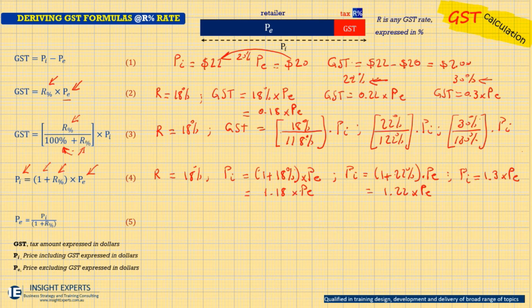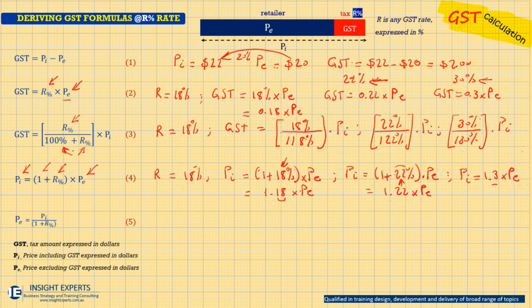Now notice how we have this number here, 18. If the tax rate is 18, then really it's 1.18, and this 18 comes from the tax rate itself. Again, for 22%, it's 1.22, and 22 comes from the 22%, and so on.